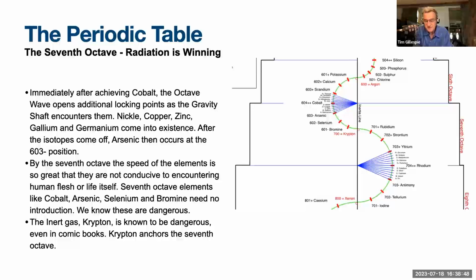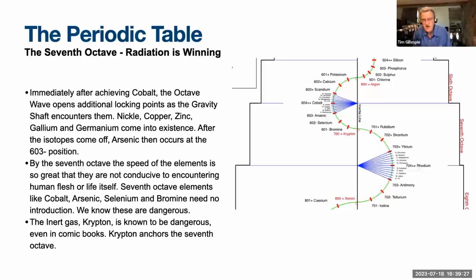Immediately after the 6th octave, the 7th octave echoes the 5 additional locking points directly after cobalt, then dissolves into the inert gas krypton, and then unfolds again into the second half of the 2nd octave at rubidium, strontium, I can't even pronounce this one, yttrium and rhodium. And again, an additional 5 locking points come off.